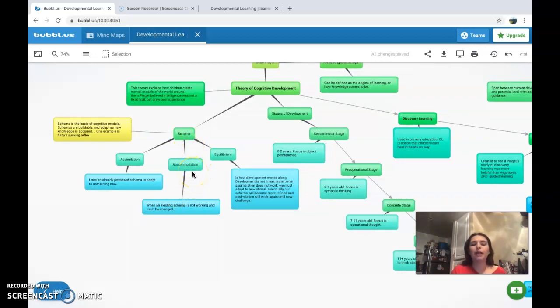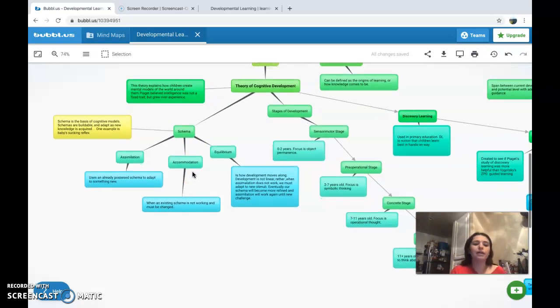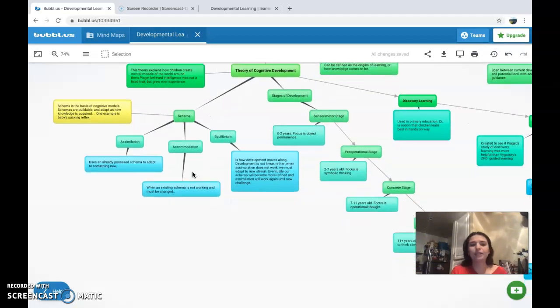Accommodation happens more like when my aunt and uncle said, "No, not all dogs are Mimis. Mimi is a dog. Four-legged things are dogs." So the existing schema is not working and it must be changed. So now his schema has changed that four-legged things are dogs, not all named Mimi.